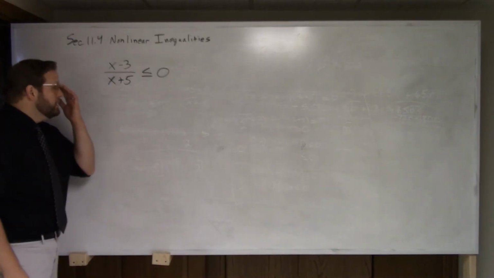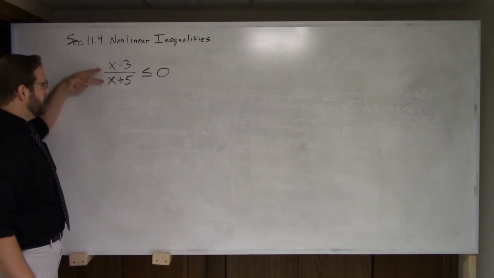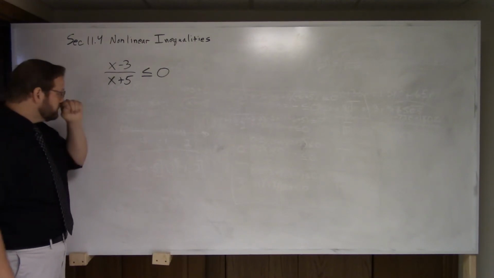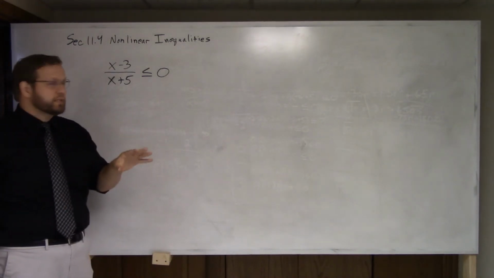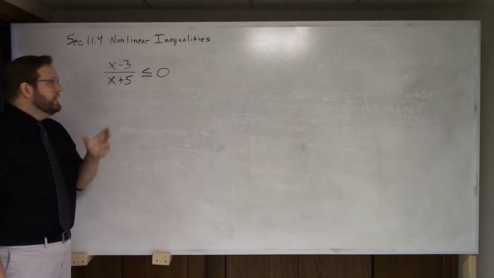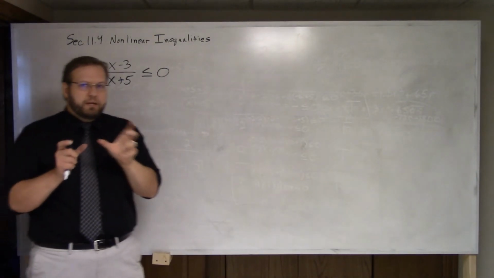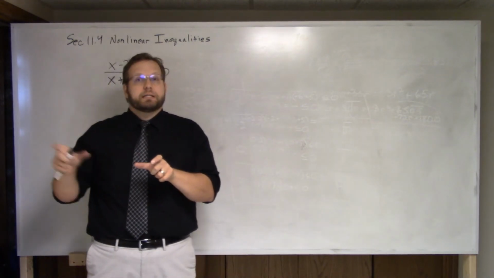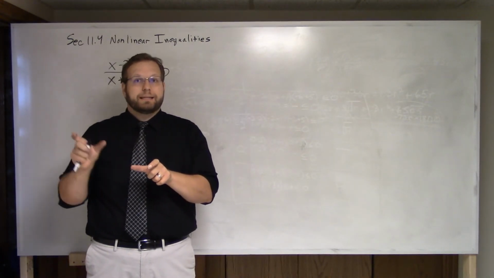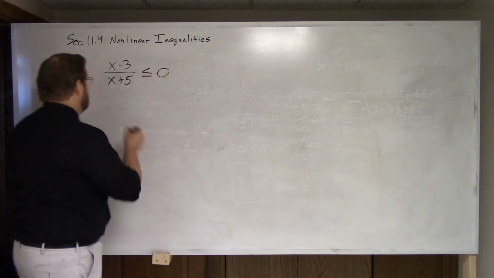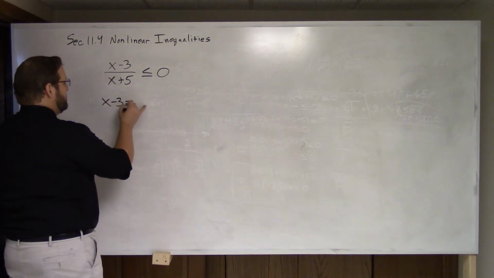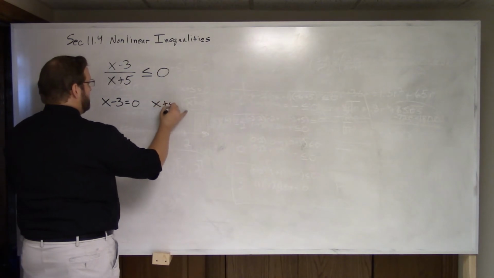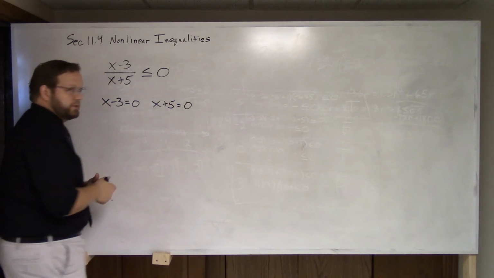Okay. Now, with this, we have this rational expression here. We still want to have a 0 on one side, so that's a good thing to start with. Now, we're going to treat this almost like a polynomial. With a polynomial, we set each of those factors equal to 0. In this case, we're going to set the numerator equal to 0 and the denominator equal to 0. So x minus 3 equals 0. x plus 5 equals 0.